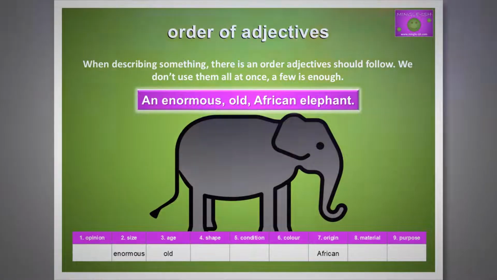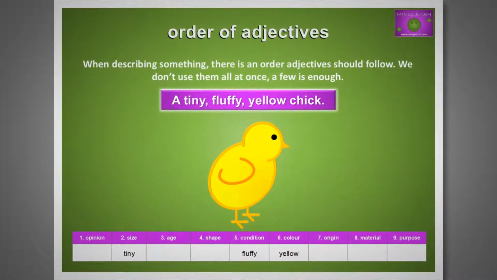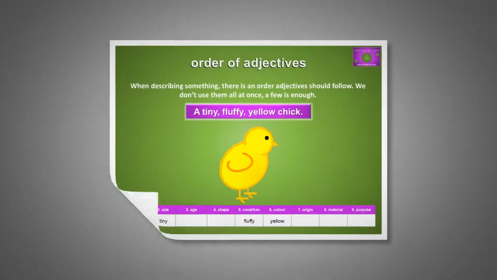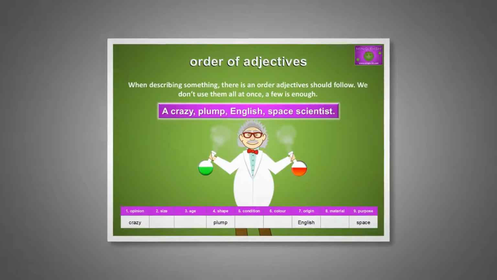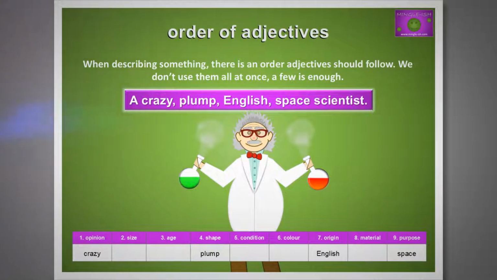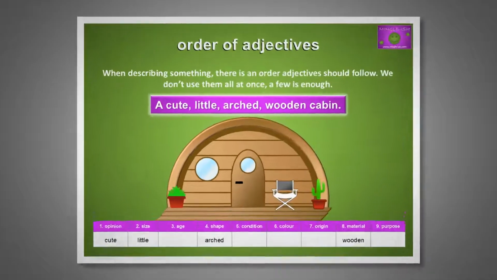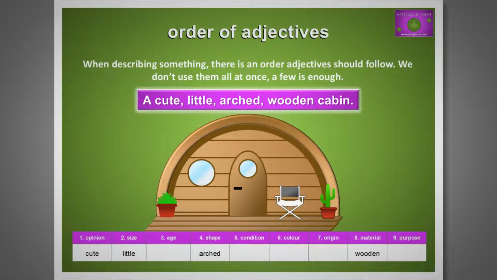An enormous old African elephant. A tiny fluffy yellow chick. A crazy plump English space scientist. And finally, a cute little arched wooden cabin.